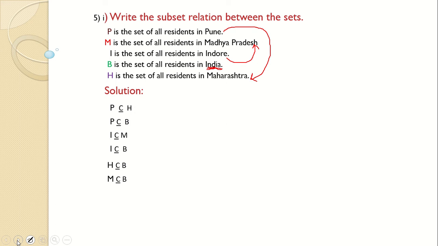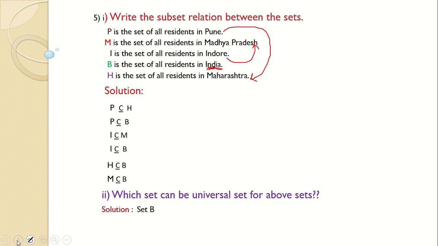So I think that was quite easy. Now, which set can be the universal set for the above sets? Obviously India, that is set B. Set B is going to be the universal set for all the above sets.